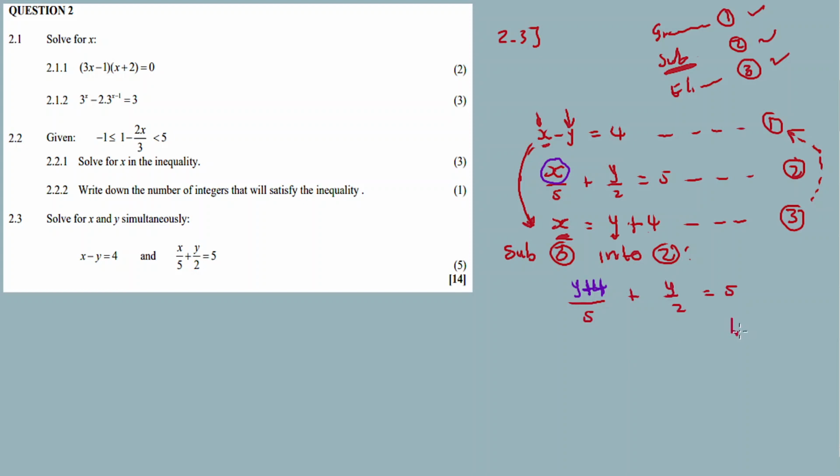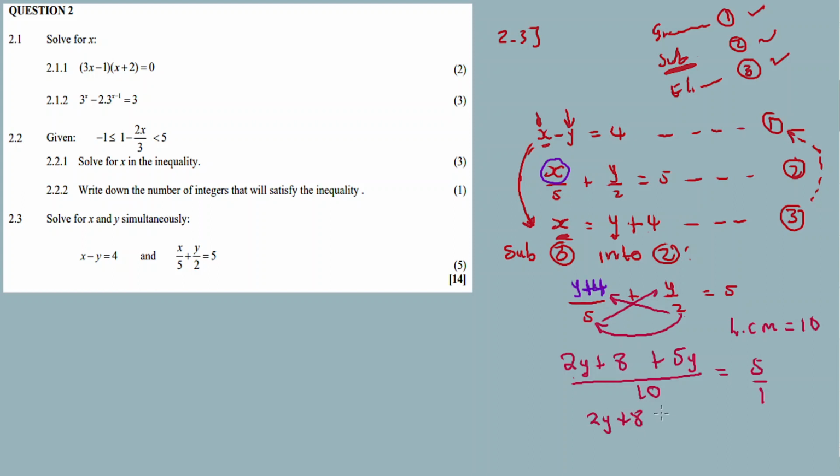So the LCM is equal to 10, right? 2 times here, 5 times here, then we have 5 times 2. 2 times that, it's 2y, plus 2 times y, it's 2y, 2 times 4, that is 8. 5 times y, that is 5y, equal to, divided by the LCM, which is 5 times 2, 10, equal to 5. Therefore, we are able to divide by 1, you cross multiply again. So we get 2y plus 8 plus 5y, 10 times 5, that is 50.